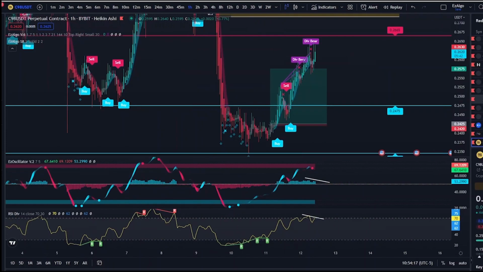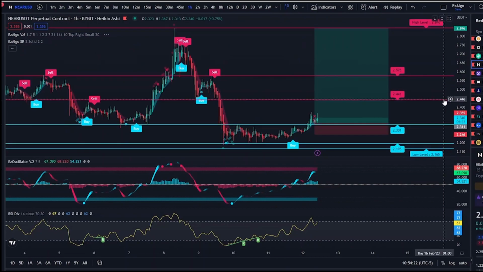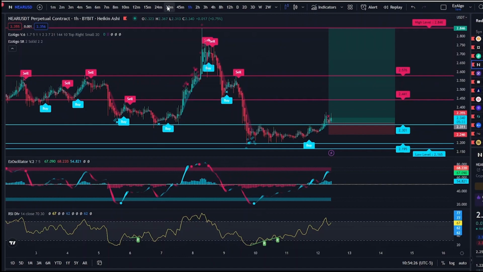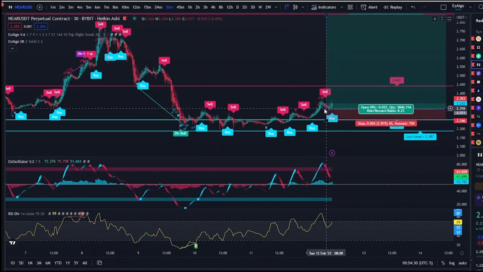If I show you near USDT, the same thing happened. I ended up getting stopped out at around, I think, 20 to 30%. We entered down here on the 30-minute time frame, and I got stopped out right around here.